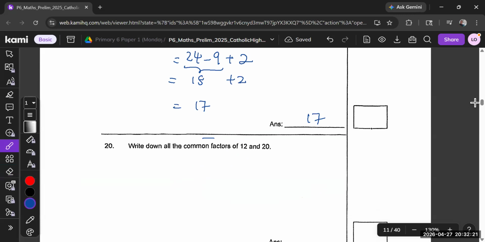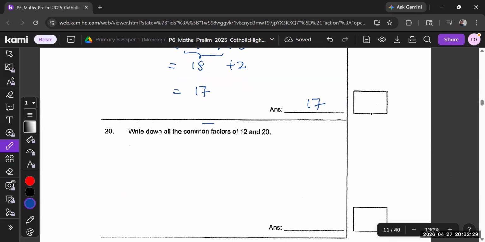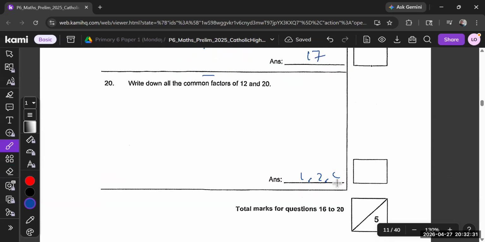Okay, question 20, another simple one. This one, I don't know whether your paper will be okay, I won't say too much. Question 20, the answer is 1, 2, and 4. We don't want to say too much because this video is going to be public for the whole world to see. So we can't say too much.